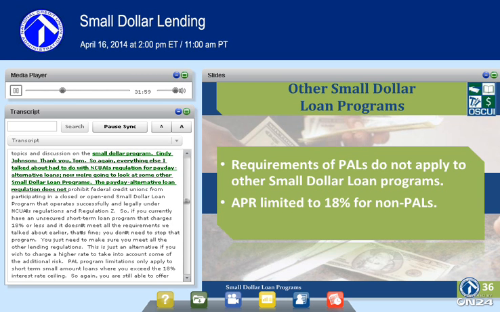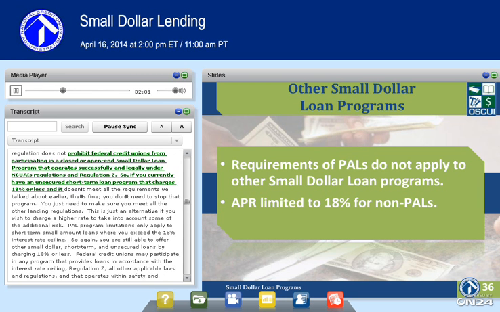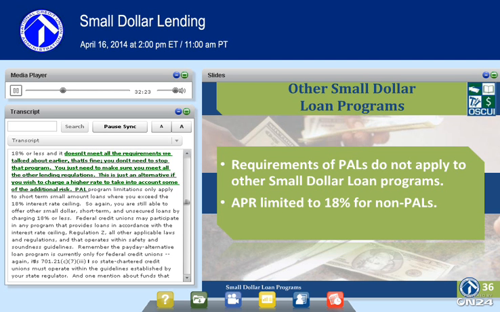The Payday Alternative Loan Regulation does not prohibit federal credit unions from participating in a closed or open-end small dollar loan program that operates successfully and legally under NCUA's regulations and Regulation Z. So if you currently have an unsecured short-term loan program that charges 18% or less and it doesn't meet all the requirements we talked about earlier, that's fine. You don't need to stop that program. You just need to make sure you meet all the other lending regulations. This is just an alternative if you wish to charge a higher rate to take into account some of the additional risk.